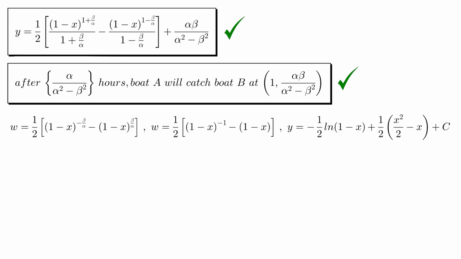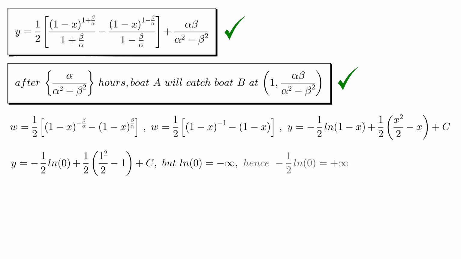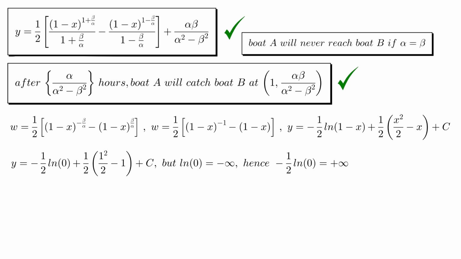So we plug that into the equation, and it becomes y equals negative 1 over 2 times ln of 0 plus 1 over 2 times 1 squared over 2 minus 1 plus c. But ln of 0 is negative infinity. So minus 1 over 2 times ln of 0 is infinity. So boat A has to travel an infinite amount in order to reach x equals 1. So boat A will never reach boat B if their speeds are equal. And that's your answer.